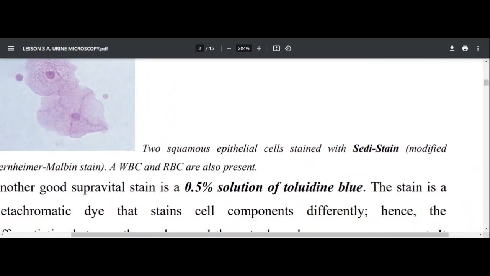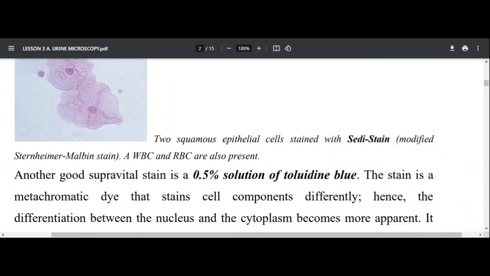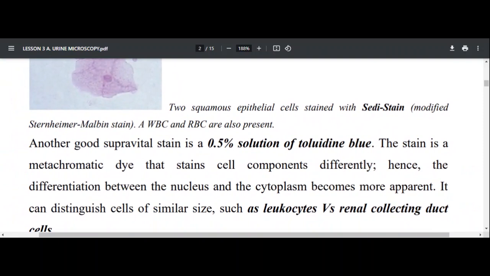Another good supravital stain is a 0.5% solution of toluidine blue. The stain is a metachromatic dye that can stain cell components differently. It has the power to stain cell components differently, and that's why we call it a metachromatic stain. Then we are able to distinguish between the nucleus and the cytoplasm of the cells, because they become apparent with this toluidine blue stain.